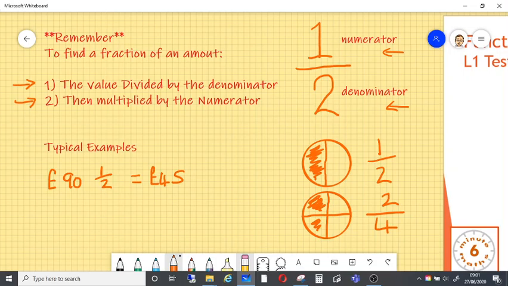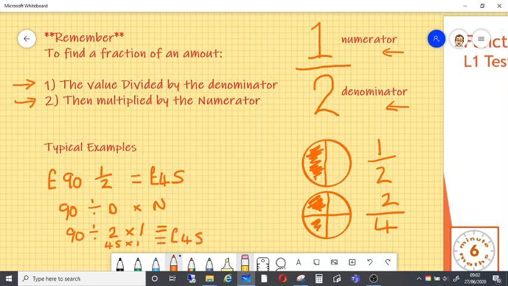But if we're working it out properly, it would be £90 divided by the denominator, which I'll just indicate with a D, and then times by the numerator. If you look there, step 1, divided by the denominator, step 2, multiplied by the numerator. So £90 divided by the denominator, which is 2, multiplied by the numerator, which is 1. 90 divided by 2 is 45, times by 1, the answer is £45.